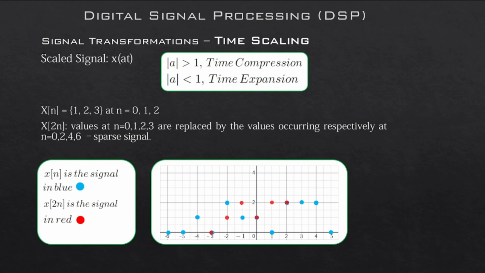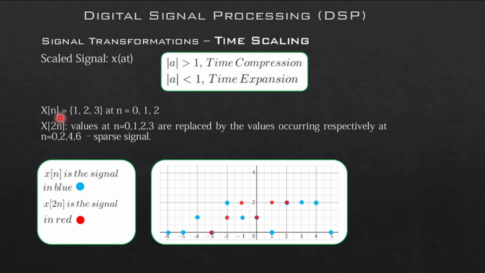Time scaling. Let's say a signal is x(at), that's the scaled signal. When the absolute value of a is greater than 1, we are doing time compression. When the absolute value of a is less than 1, we are doing time expansion. So let's explore that in a more descriptive example.